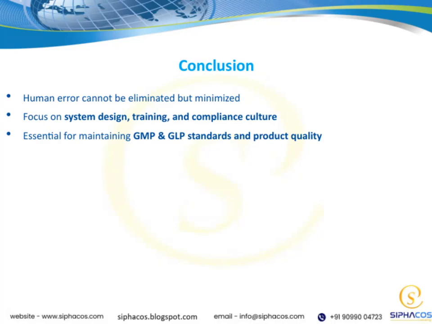So, in conclusion, while human error cannot be completely eliminated, we can certainly work towards minimizing it. The key is to focus on designing robust systems, providing thorough training, and fostering a strong compliance culture. These elements are critical because they help us uphold the high standards of GMP and GLP, which are essential for ensuring product quality. Remember, it's about creating an environment where errors are less likely to occur, and when they do, can be quickly identified and corrected. Keeping these principles in mind is vital for maintaining the integrity of our processes and the safety of our products.